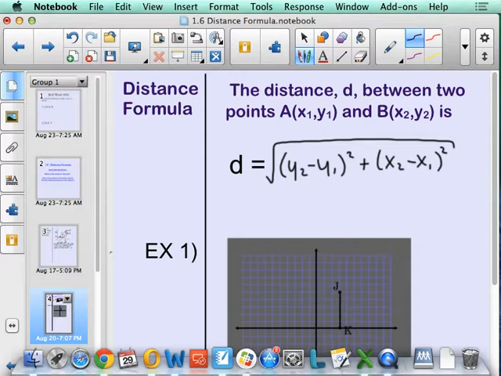Notice on the last page we had it flipped around. We got x2 minus x1 squared first. It does not matter. You're adding the two together, so the order doesn't matter. Either way you write it is correct.